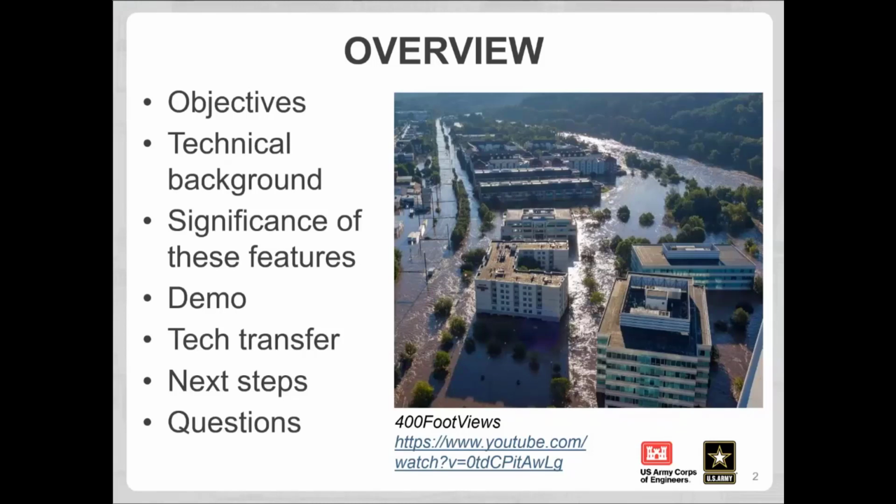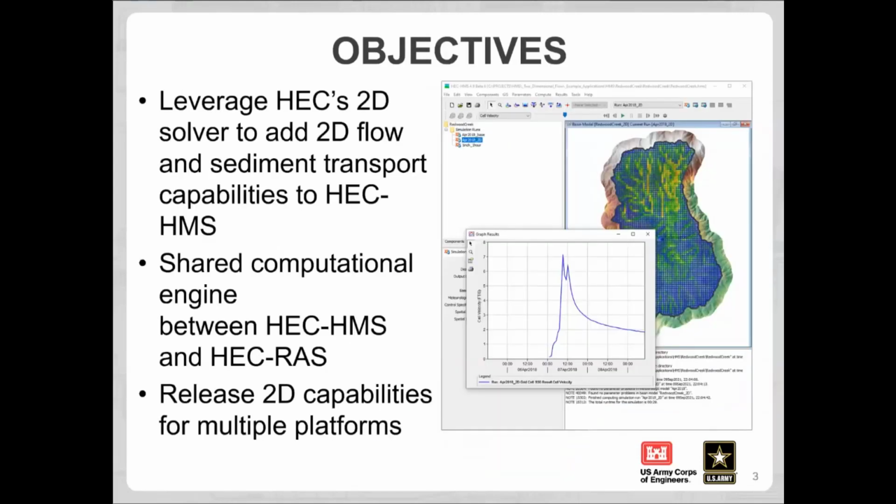So this image right here is the Schuylkill River flooding in Conshohocken, Pennsylvania on September 2nd, 2021, in case you were wondering. So a little bit about the objectives first. We set out to implement the 2D solver that was pioneered by the HEC RAS team within HMS as part of a USACE R&D project.